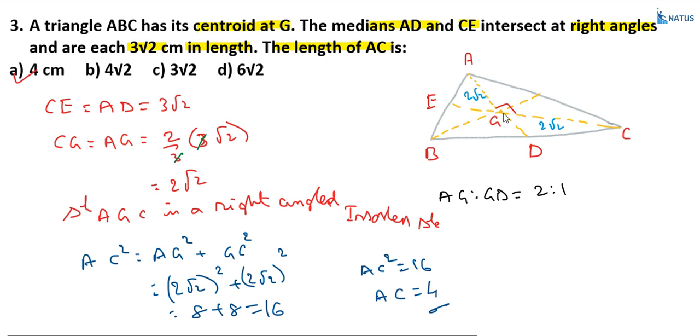Here you must remember centroid is nothing but the intersection of the medians. What is the median? The line which passes through vertex and midpoint of the opposite side. And next, centroid divides the median in the ratio of 2:1 from the vertex.